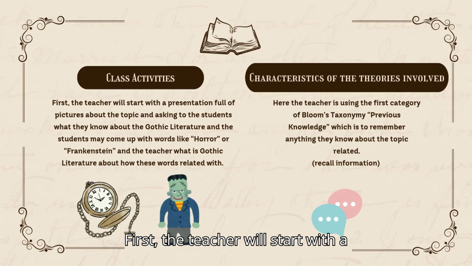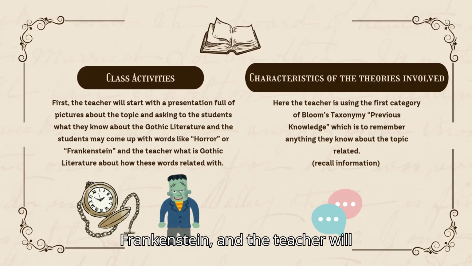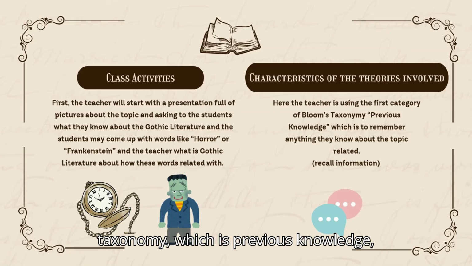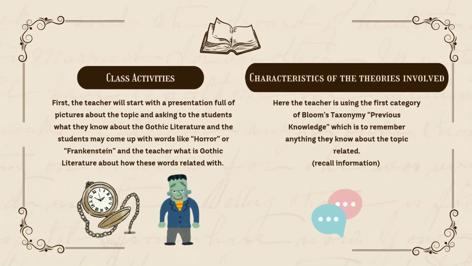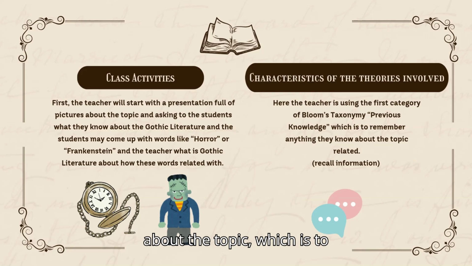First, the teacher will start with a presentation full of pictures about the topic and ask the students what they know about Gothic literature. And the students may come up with words like horror or Frankenstein, and the teacher will explain how these words are related to the topic. And here the teacher is using the first category of Bloom's taxonomy, which is previous knowledge, which is to remember anything they know about the topic, which is to recall information.